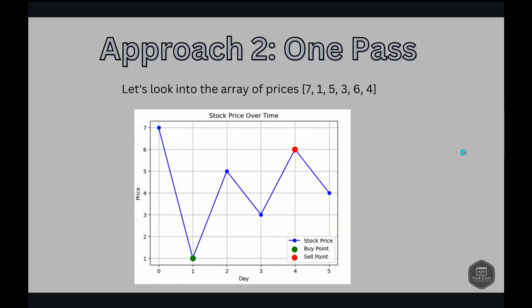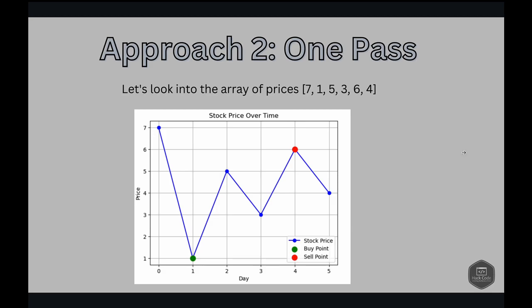Approach 2. A more efficient way to solve this is by finding the minimum price up to the current day and calculating the profit if you were to sell the stock on the current day. We should keep track of the maximum profit as we iterate through the list. We'll scan the prices just once and keep track of 2 crucial pieces of information: the lowest price we've seen so far and the maximum profit we could achieve.